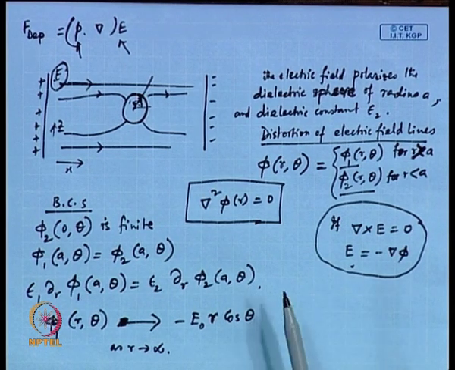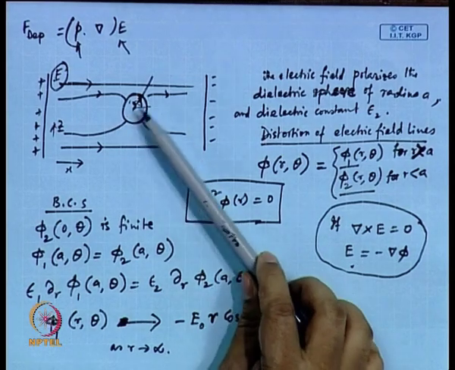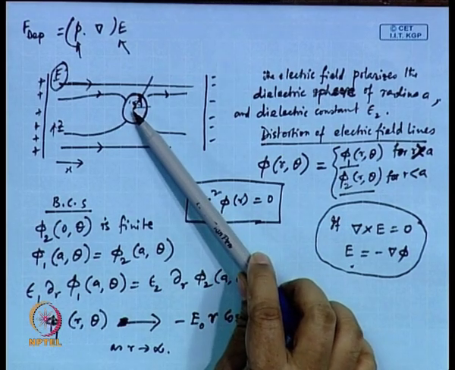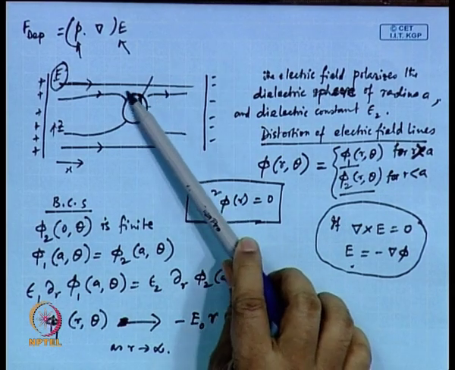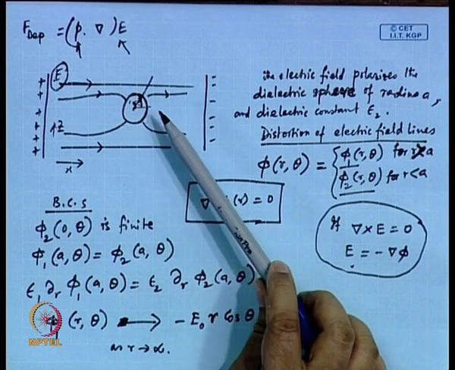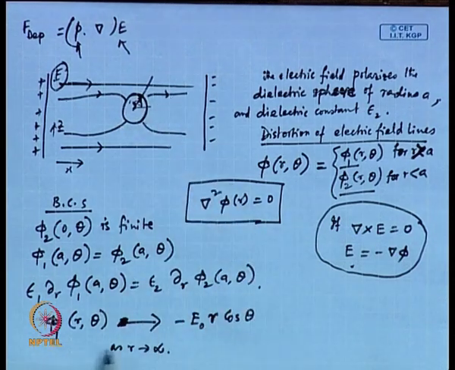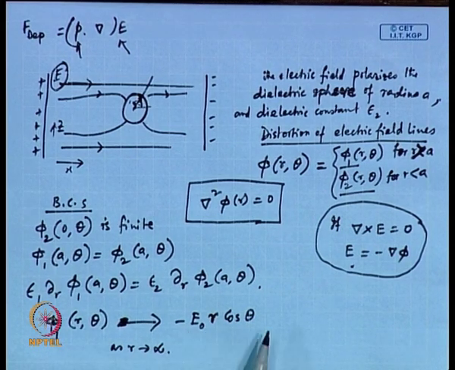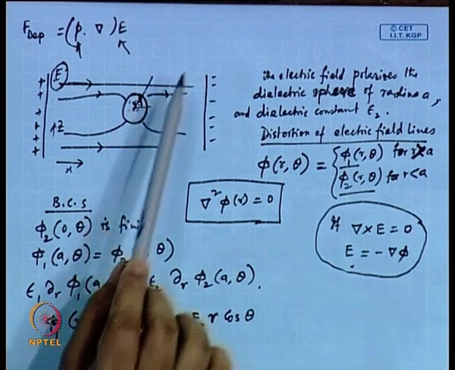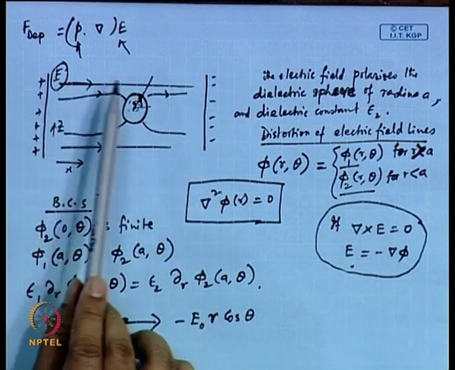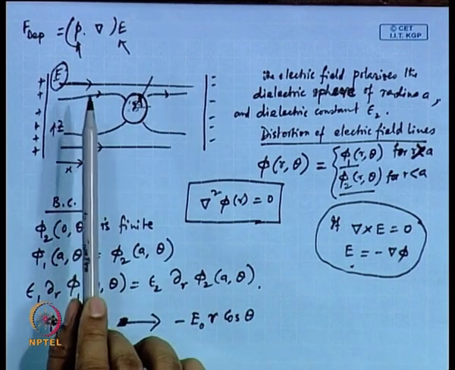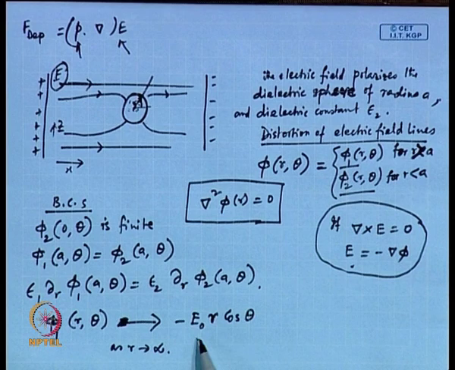So, you have to write this far away from the origin, where you will not have any of these twists. If you write it that way, phi 1 (r, theta) is equal to minus E0 r cos theta. So, far away from this particle, it would be the simple unperturbed electric field lines. That is what this boundary condition states.